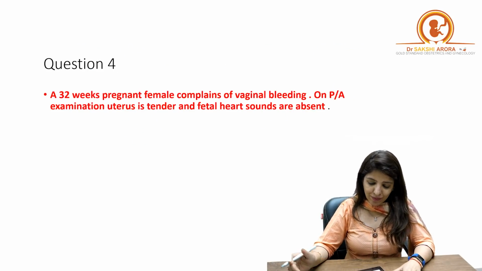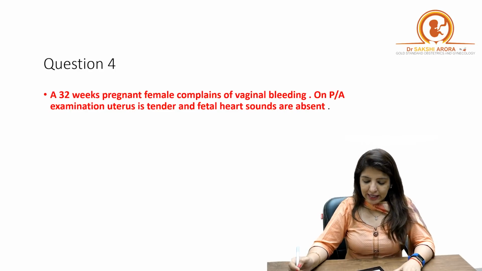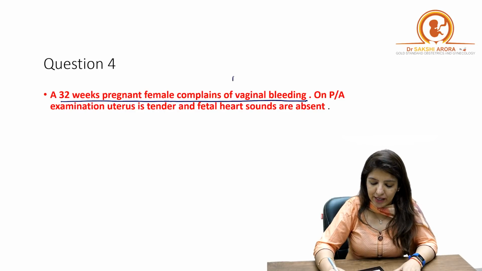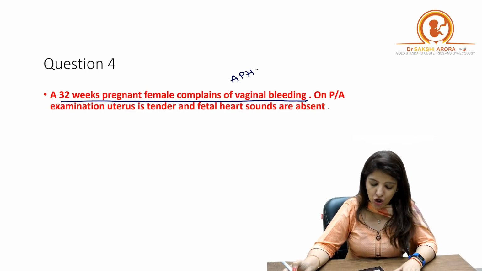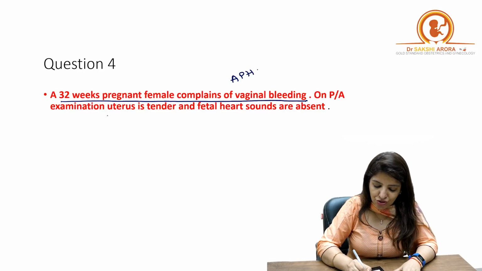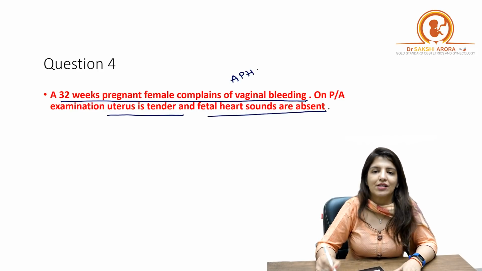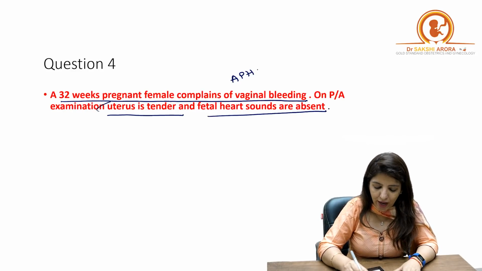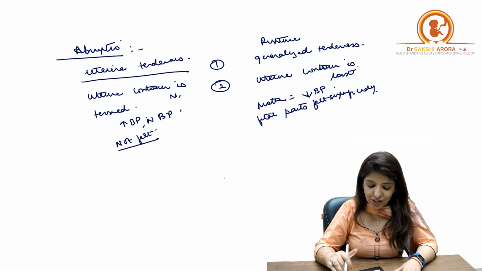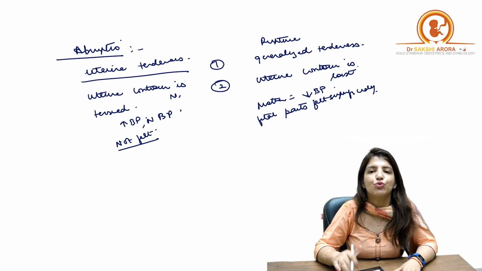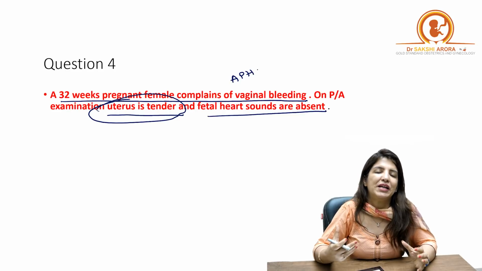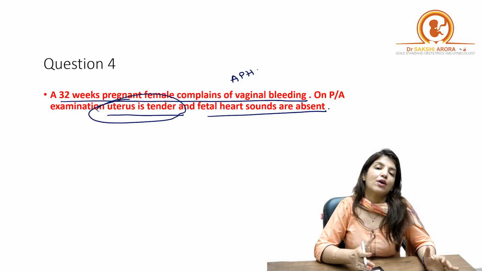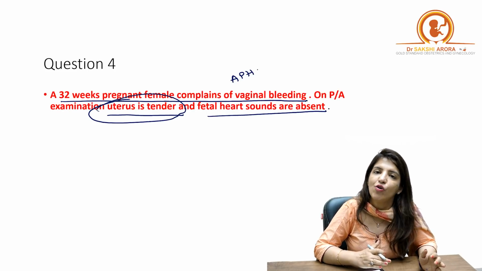Clear? Next question. A 32 weeks pregnant female complains of vaginal bleeding. So a 32 weeks female coming to you with vaginal bleeding, it has to be a case of antepartum hemorrhage. On per abdominal examination, uterus is tender and fetal heart sounds are absent. Now, just now I told you that in abruptio uterus will be tensed and tender, and because uterus will be tensed and tender, that is why fetal heart sounds are not heard easily in case of abruptio.